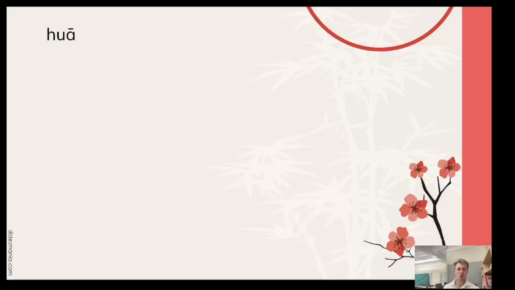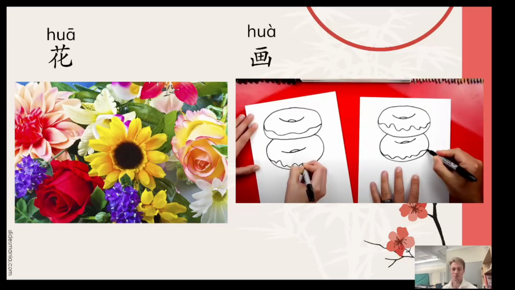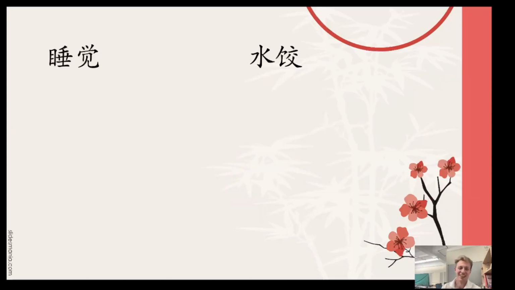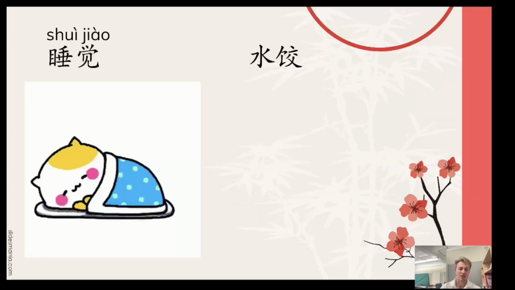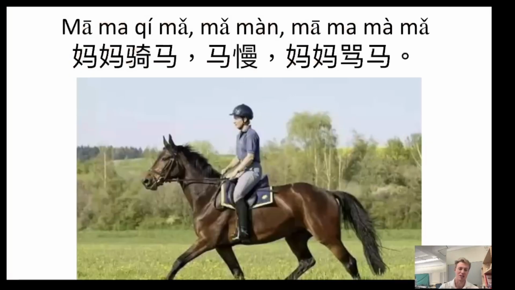All right, now tones can differentiate word meanings. So for example, hua with the first tone means flower, but hua with the fourth tone means to draw or to paint. Another example, 睡觉 means to sleep, whereas 水饺 means dumplings. So if you're telling someone 我要睡觉 or 我要水饺, I want to sleep or I want dumplings, we got to be careful which one you're asking for.